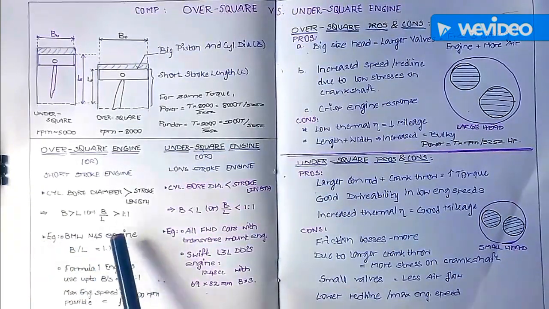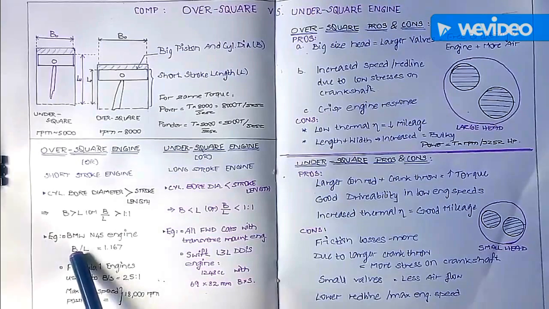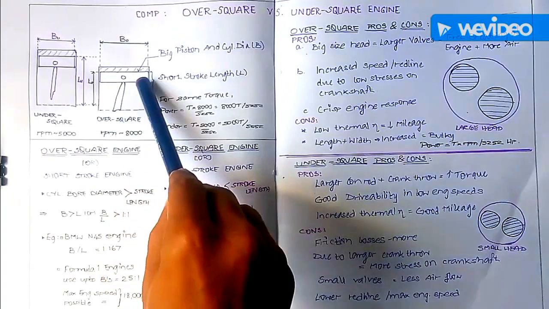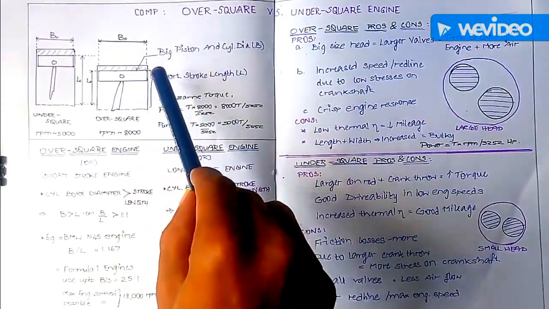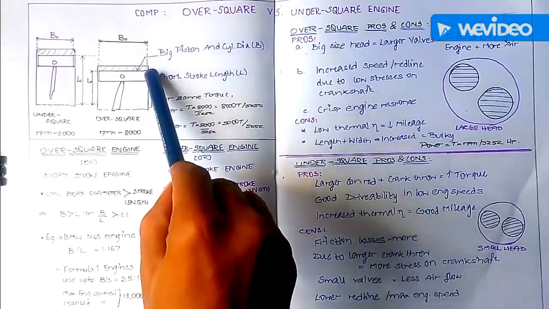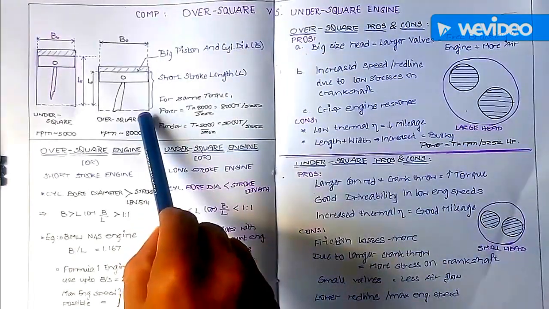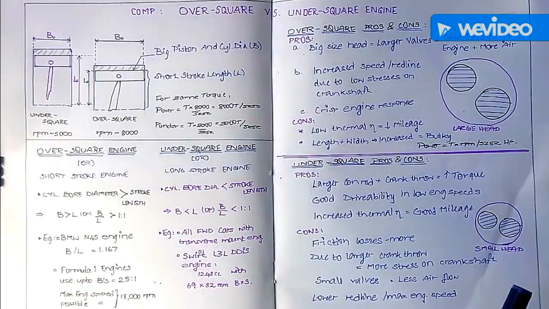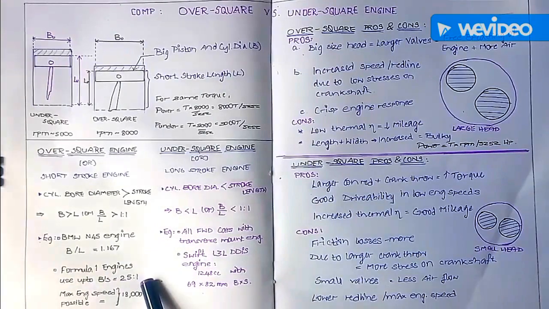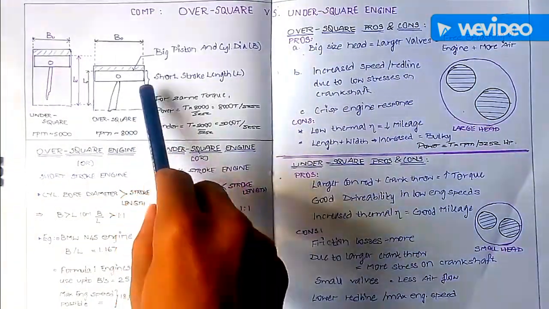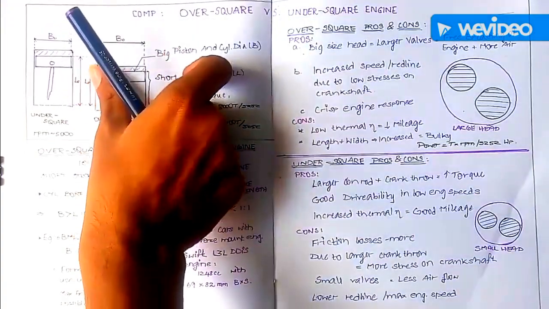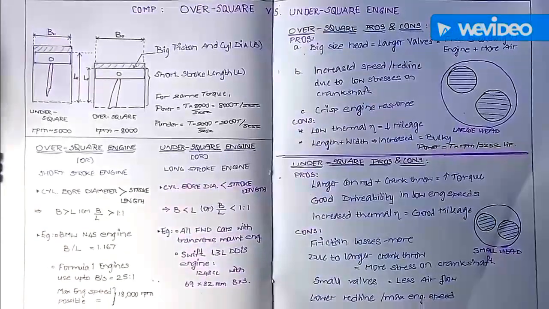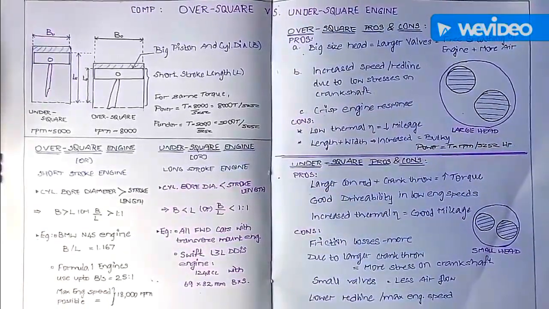Let's take an example of a BMW engine. This engine right here has a bore to stroke ratio of 1.167, which means that the size of the piston, that is the bore, is equal to 1.167 times the stroke length of the piston. Formula 1 engines also use this over square layout, where the bore to stroke ratios go as high as 2.5:1. Just imagine that the piston size would be 2 times the stroke length. So that would give a fair example of what the over square engine layout is.